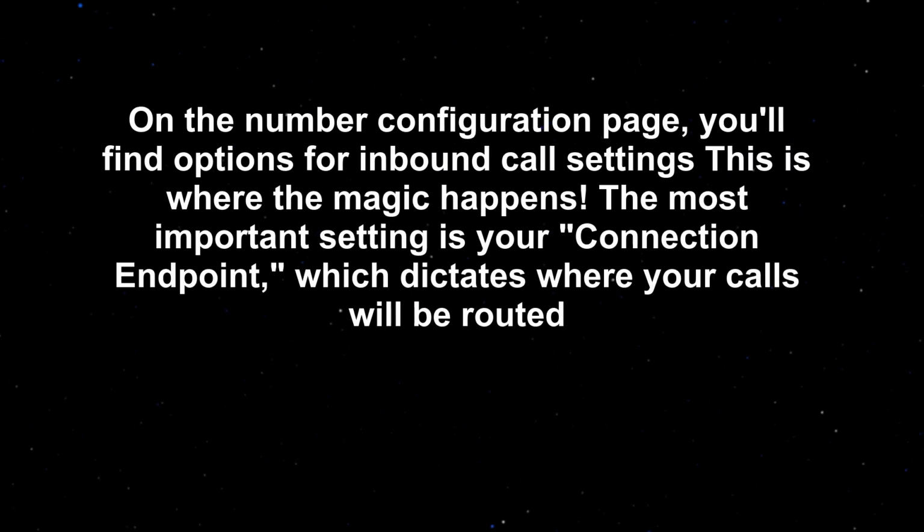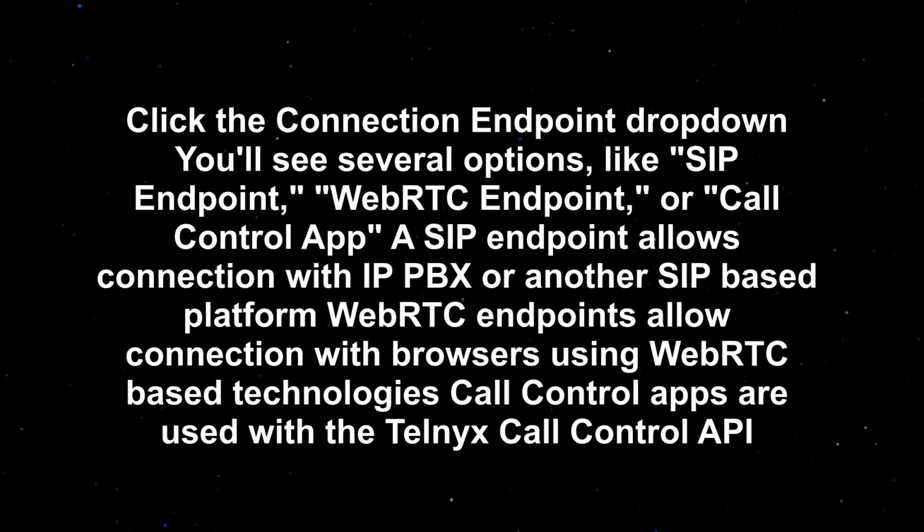On the number configuration page, you'll find options for inbound call settings. This is where the magic happens. The most important setting is your connection endpoint, which dictates where your calls will be routed. Click the connection endpoint drop-down. You'll see several options like SIP endpoint, WebRTC endpoint, or call control app.